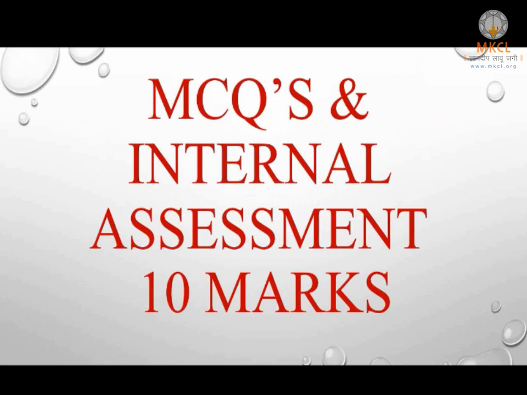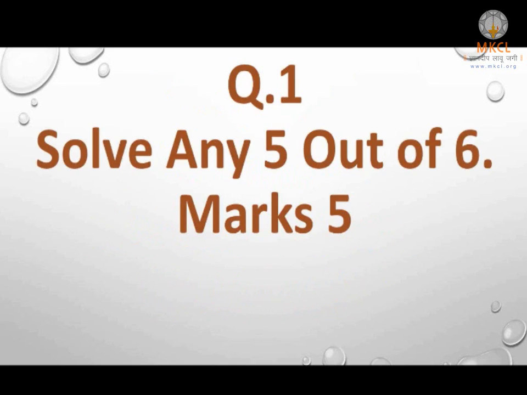MCQs and internal assessment carry 10 marks. These marks are given to you at your school level as per your performance throughout the year. Thus the total paper becomes 50 marks. Combined with 50 marks of algebra, mathematics has now become a paper of 100 marks in all. There will be 5 questions in the geometry paper. Question 1 will have 6 sub-questions, out of which you will have to solve any 5. Each question carries 1 mark.